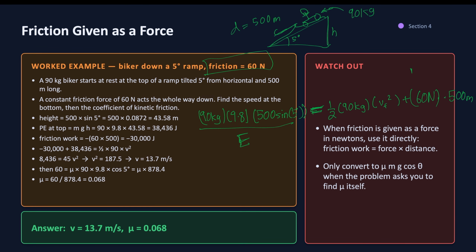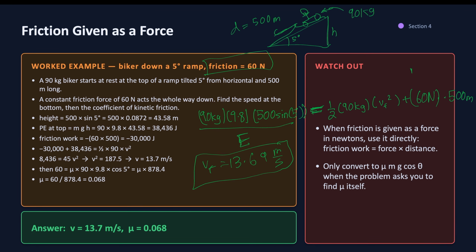So this should give you 90 times 9.8 times 500 times sine 5. So a lot of words, right? Subtract that from that 60 times 500. Multiply that by 2. Divide that by 90. And then take the square root of that, which would give you around 13.69 meters per second, which you can round up to 13.7, but I'll keep it at 2 decimal places for now.